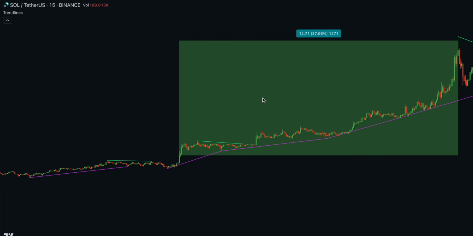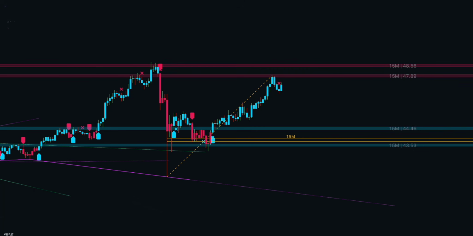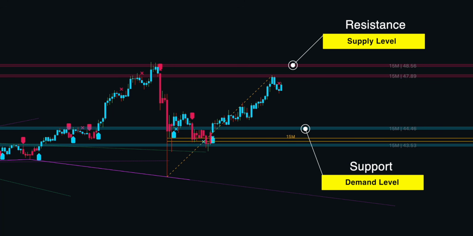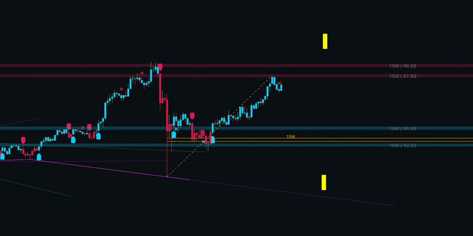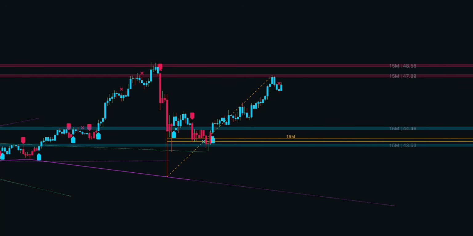This pro indicator is called Algo V10. I will leave its link in the video description. In default mode, the indicator comes with buy and sell signals, support and resistance levels, and golden pockets. A golden pocket is a Fibonacci 0.618 ratio automatically drawn on the chart.